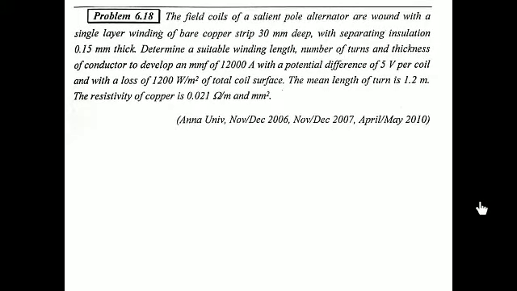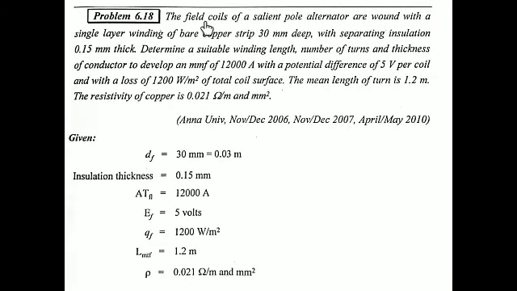This is the problem now. Just consider what data are given. A field coil of a salient pole alternator is wound with a single layer winding with bare copper strips. It is 30 mm deep, so the depth value df is 30 mm, and it should be converted into meter. Then it is separated by insulation of thickness 0.15 mm. So insulation thickness is given, it is 0.15 mm.